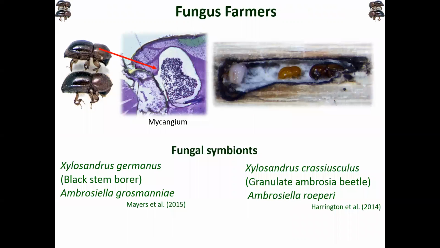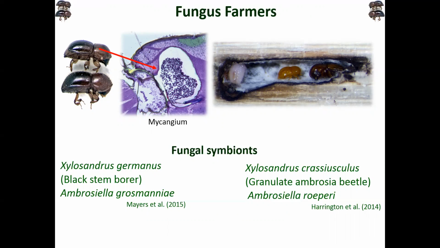So, as I mentioned, these insects are fungus farmers, and the females have a pouch called a mycangium that's located in the prothorax. So if you were to slice the beetle in half longitudinally, you would see this pouch called a mycangium, and contained within that are spores of their symbiotic fungus. So once the female tunnels into the tree, she then creates these galleries and inoculates the tunnels and the galleries with their fungal symbiont.